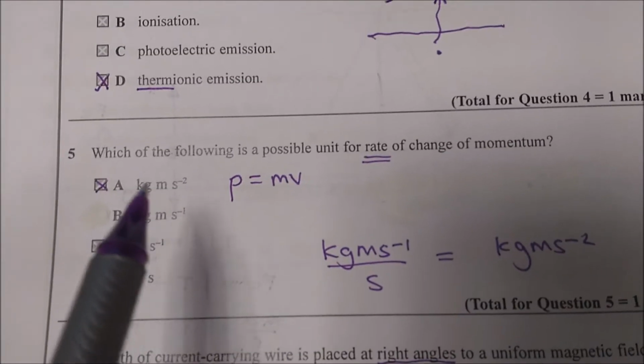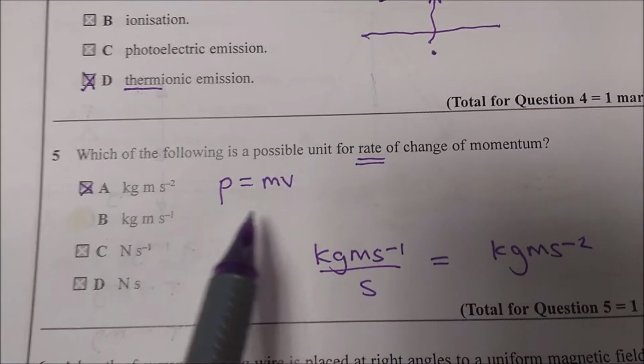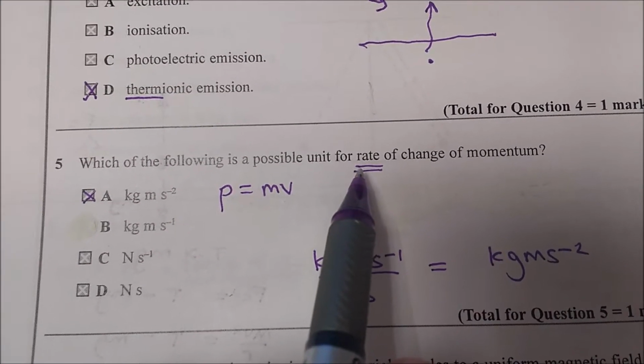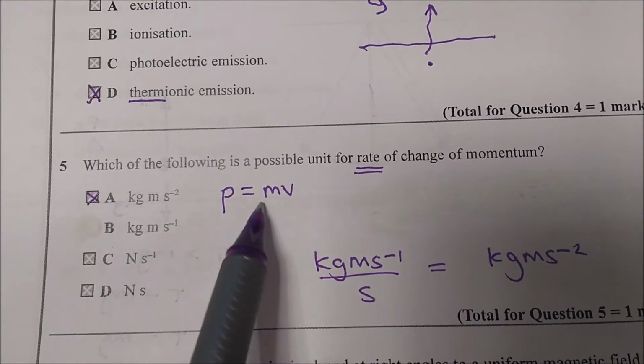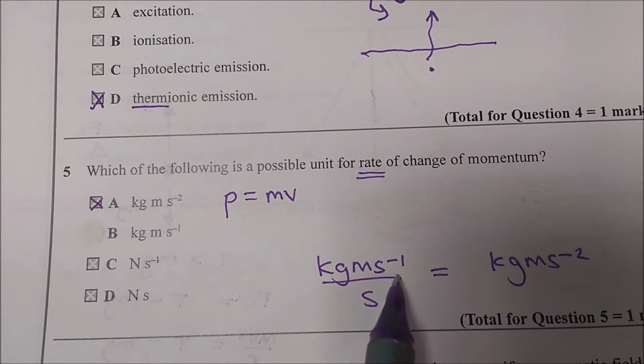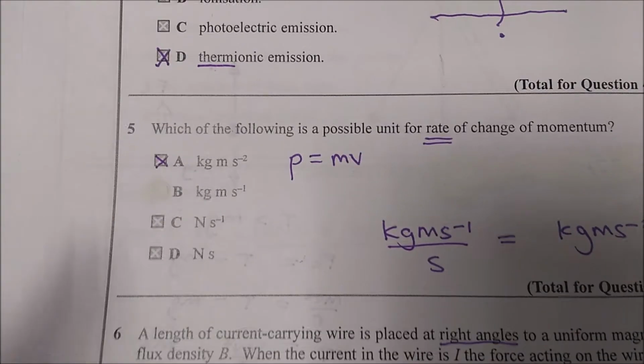Number 5, which of the following is a possible unit for rate of change of momentum? Well, momentum's mv, isn't it? Rate of change means with time. So the unit for momentum is the kilogram meter per second. So for the rate of change of momentum, if we divide that by time, you're going to get kilogram meters per second squared, which is A.